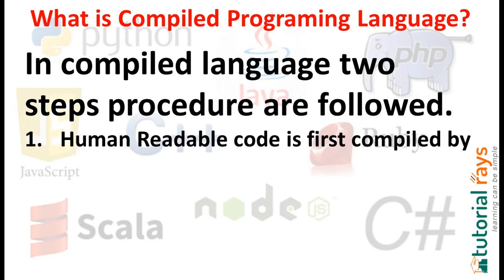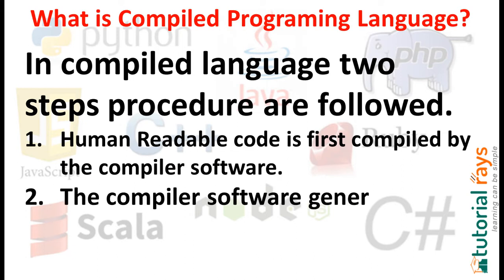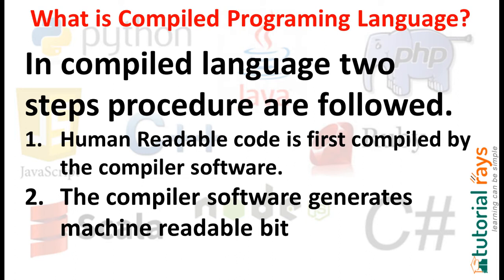In compiled languages, a two-step procedure is followed. First, human readable code is compiled by the compiler software. The compiler software generates machine readable bytecode. That means any programming language which follows these two steps, we can say is a compiled language.